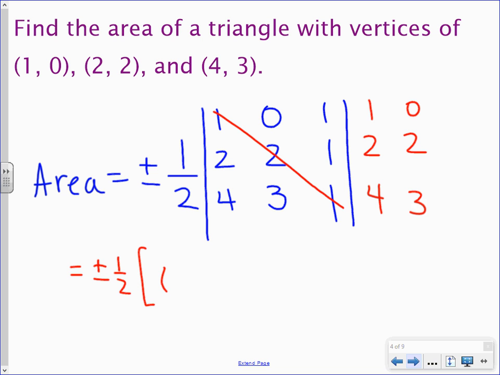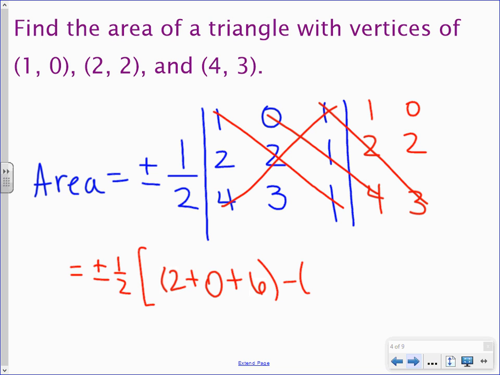Okay, so our determinant. First diagonal is, hey, everybody, I need your help. What's our first diagonal? 2. Plus. Plus. Thank you for your help. One more time. First up diagonal. Plus. Plus. 0.